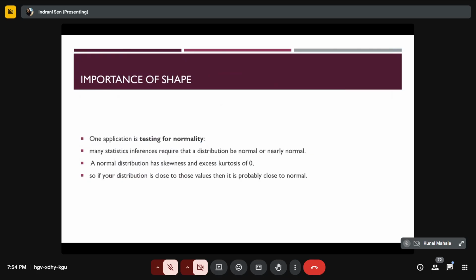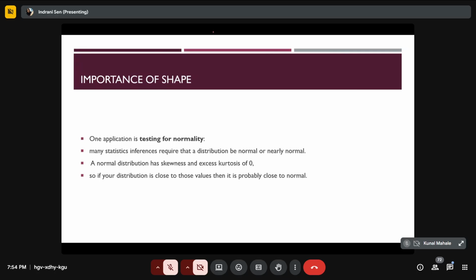The importance of shape: one application is testing for normality. Many statistical inferences require that the distribution be normal. Another thing is that whenever you are doing machine learning algorithms or any kind of predictive analytics, some models require that the data has to be normally distributed. Data should not have outliers, because if you have outliers, then you are not able to detect the pattern.